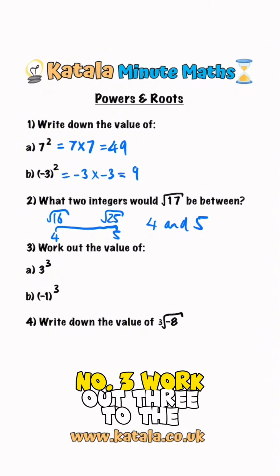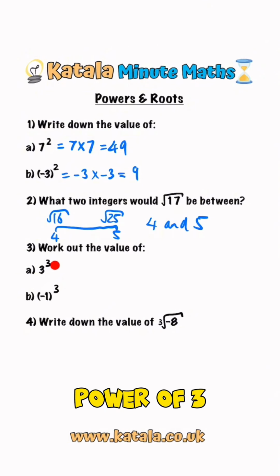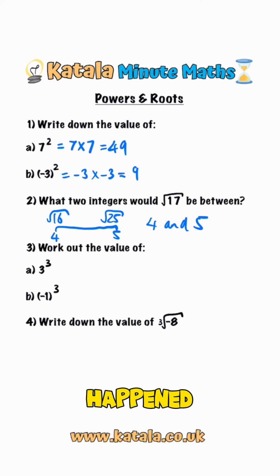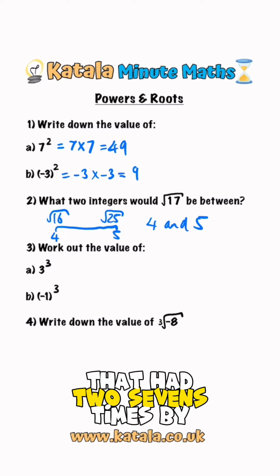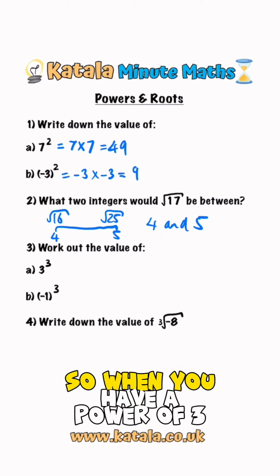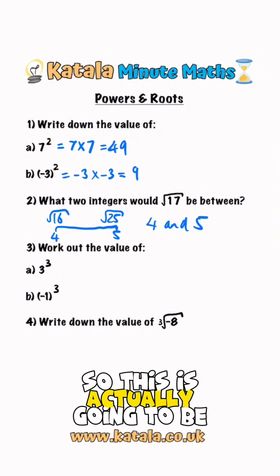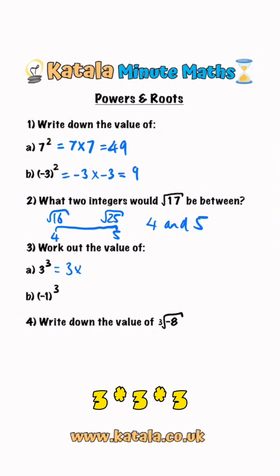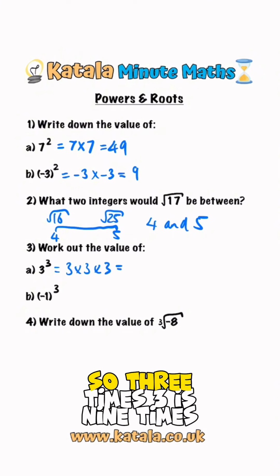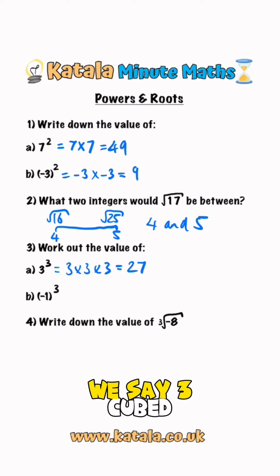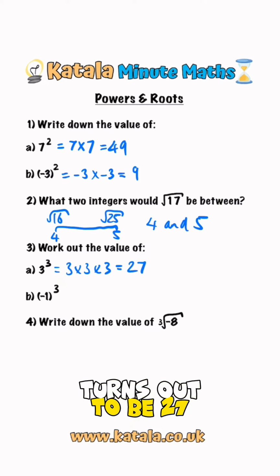Now question number 3, work out 3 to the power of 3. Now let's think about what a power of 3 is actually going to do. Now if we think back to what happened when we took a power of 2, that had two 7s times by each other. So when you have a power of 3, you're going to have 3 lots of the number timesing by each other. So this is actually going to be 3 times 3 times 3. So 3 times 3 is 9. Times that by 3, we get 27. So 3 to the power of 3, we say 3 cubed, turns out to be 27.